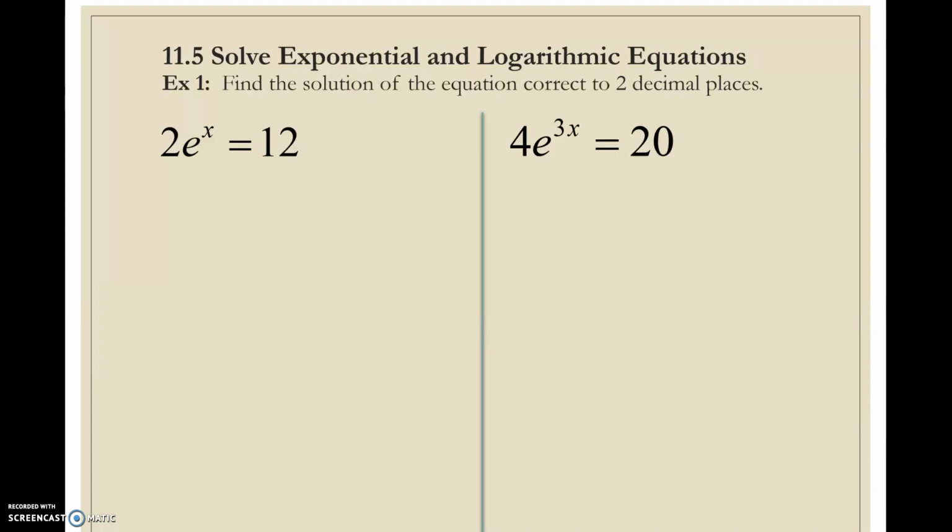How do we get the 2 away from the e? Divide by 2. So we have e to the x equals 6. Before we knew anything about logarithms, we would now have to basically guess and check. We'd have to try to plug numbers into x and see which ones got us close to 6. But we have logarithms now, so we are able to change forms.